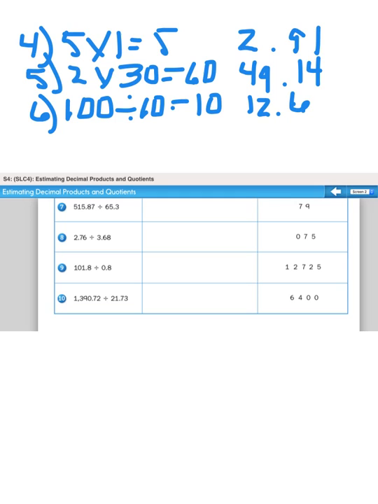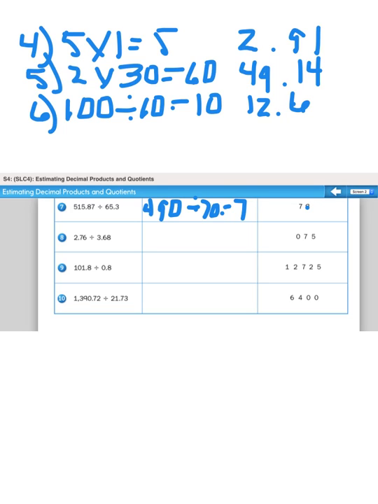Okay, number 7, 515 and 87 hundredths. We're going to round that to 490. Remember, we want to pick out numbers that are going to be easy to work with. We're going to round 65.3 to 70, which gives us an answer of 7 for our estimate. So therefore, the decimal is going to go right in between the 7 and the 9 for 7.9.